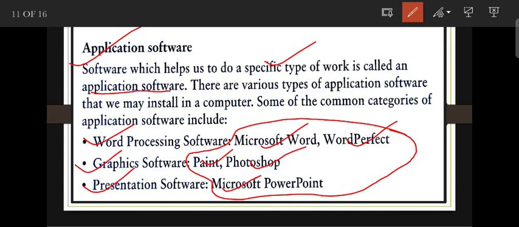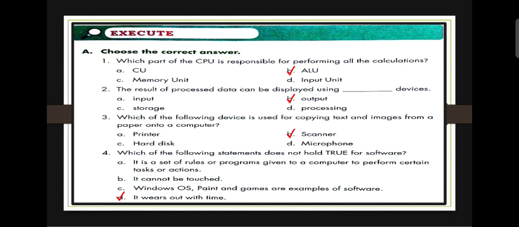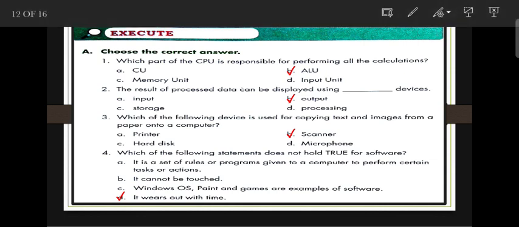Next is the question answer part from this chapter. First is choose the correct answer. First: which part of a CPU is responsible for performing all the calculation? In my previous video, I already discussed the different parts of the CPU like ALU, control unit, and memory unit. So ALU is the correct answer. ALU performs all the calculation of a computer.